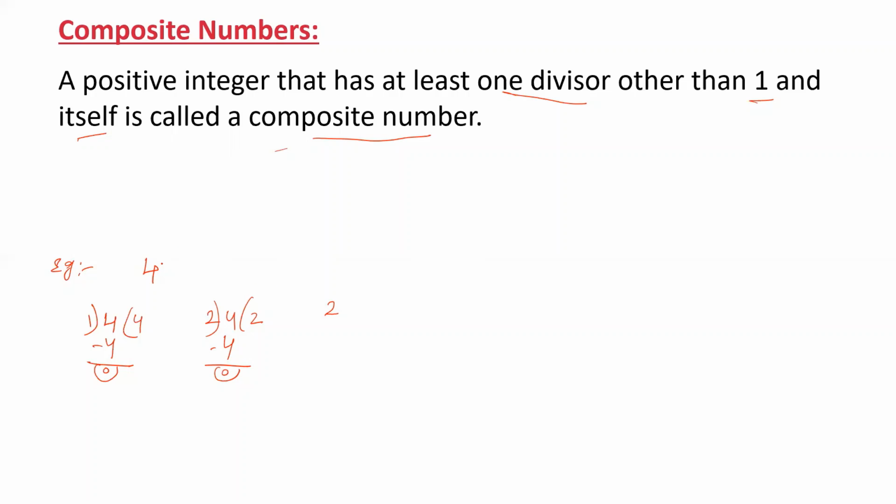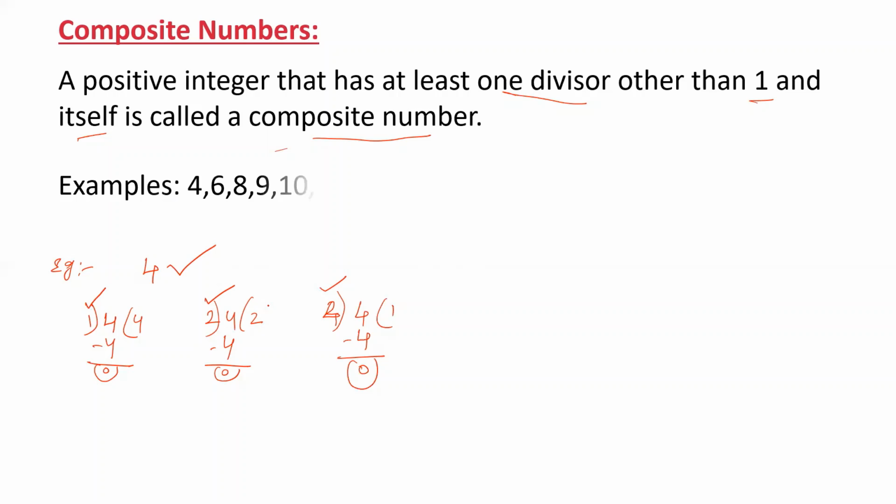So 4 is not divisible by 3. Now divide by 4, remainder 0. 4 is divisible by 1, the number itself, and 2. So it has 3 divisors. 4 is a composite number. 4, 6, 8, 9, 10, 12, 14 and so on are some examples of composite numbers.